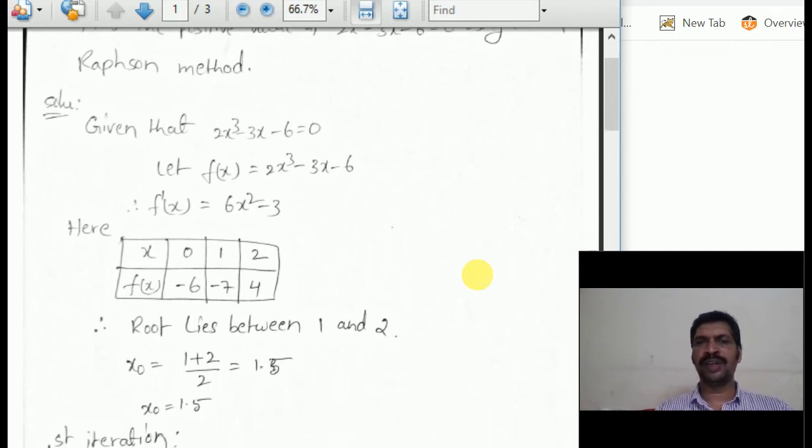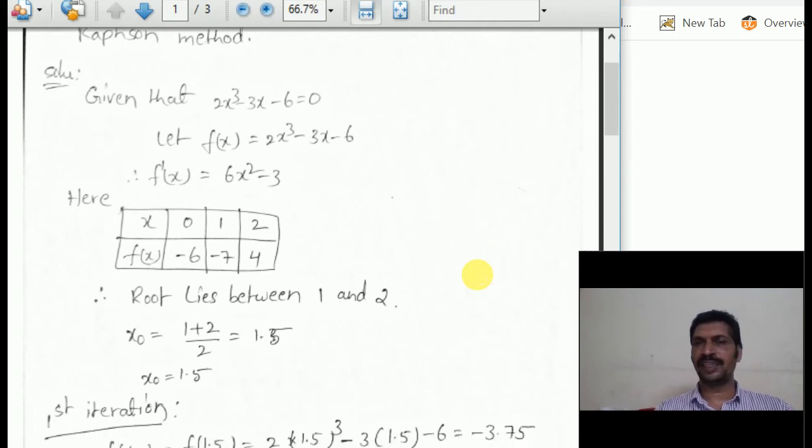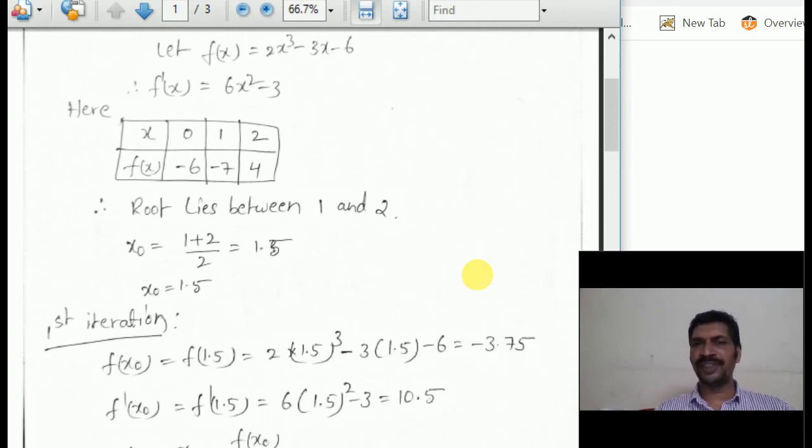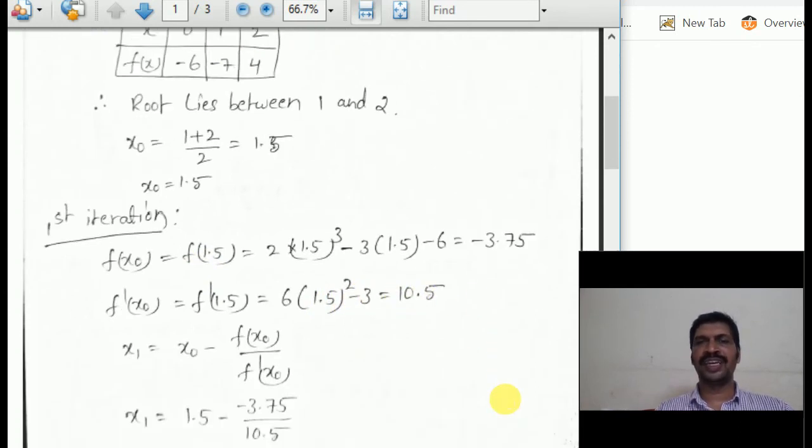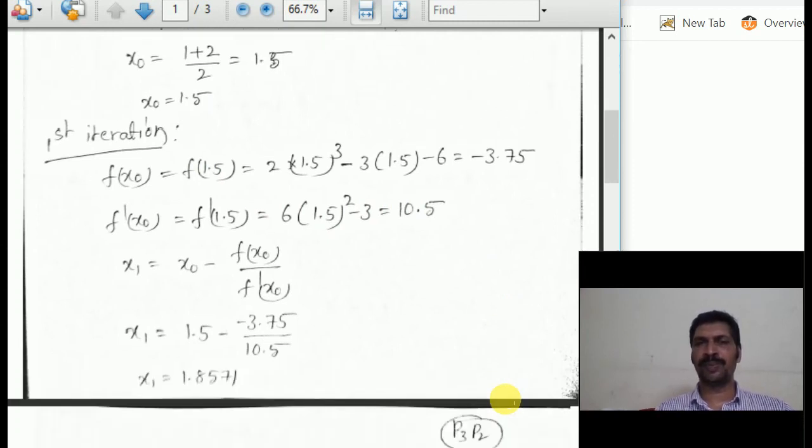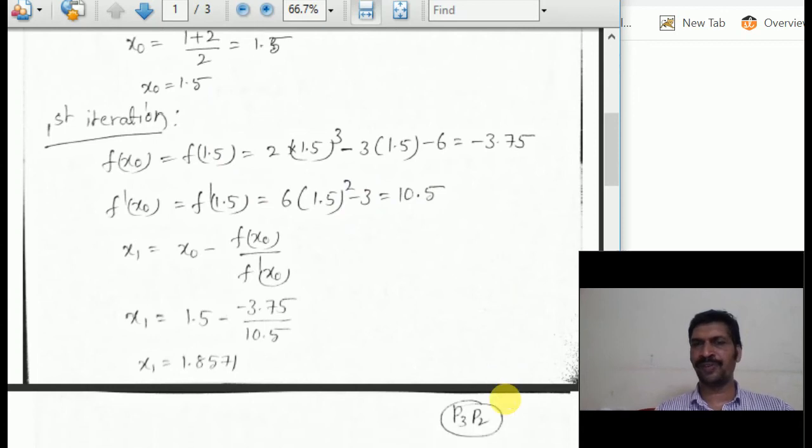The initial value is x0 equal to (1 plus 2) by 2, 1.5. x0 equal to 1.5. f of x0 equal to f of 1.5, that equals minus 3.75. F dash of x0 equal to 6x square minus 3, 6 into 1.5 whole square minus 3, which is equal to 10.5. x1 equal to 1.5 minus 3.75 by 10.5, which is equal to 1.8571.